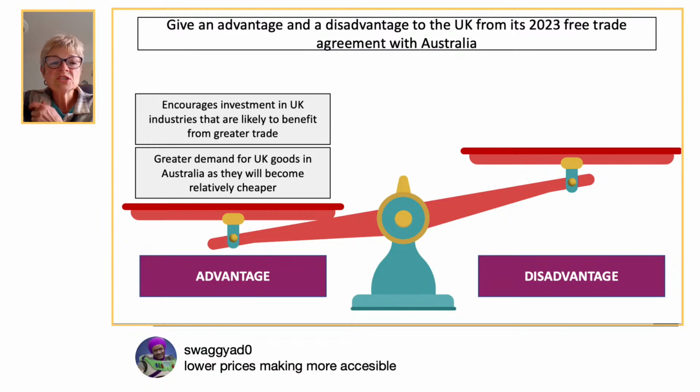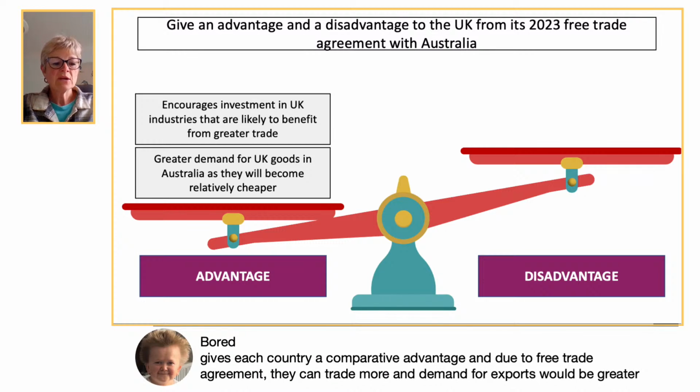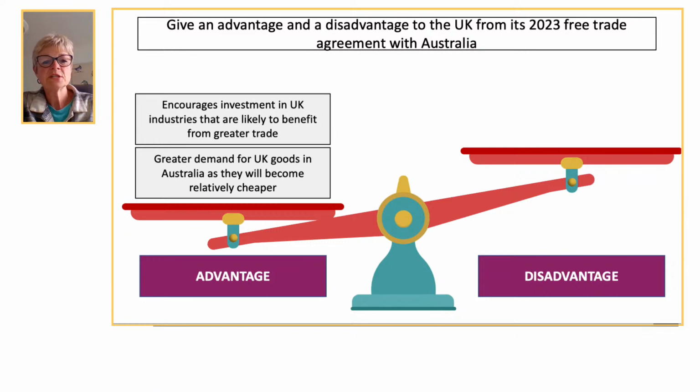So therefore, it's not just Australian businesses, but businesses around the world might think, right, Australia is going to be a great export market for the UK. So let's go and set up inward investment in the UK, set up a factory, create our products there, and then we've got free trade with Australia. So it encourages more investment. Okay, let's have a look at some of the disadvantages.